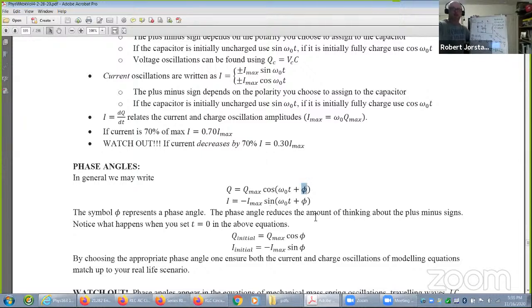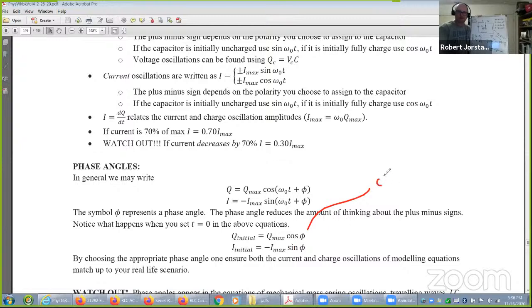And this phase angle, do not get tripped out by this. Look what happens when you plug in t equals zero. This goes away and this goes away, and you get these equations. Essentially, the phase angle is the number that helps us ensure that our equations match up to the correct initial and final conditions. For example, in this one, look what happens if I plug in 0 degrees here. What's cosine of 0 degrees? 1. And so notice Q initial would be Q max. And in this case, I initial would be 0 because sine of 0 is 0. So the phase angle is basically a fancy way of helping us write these things down.